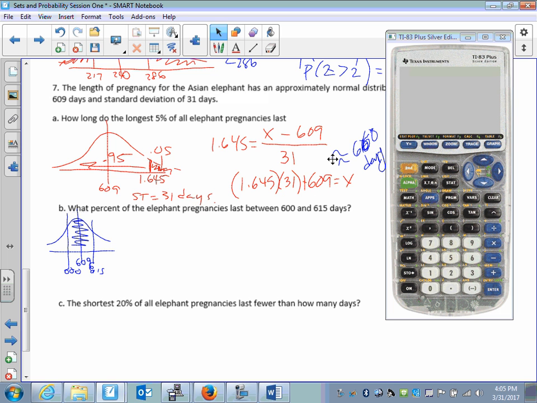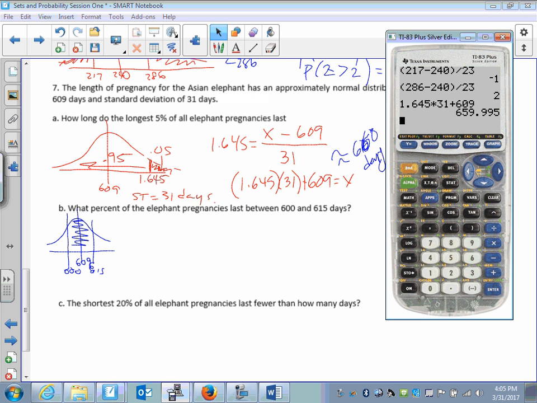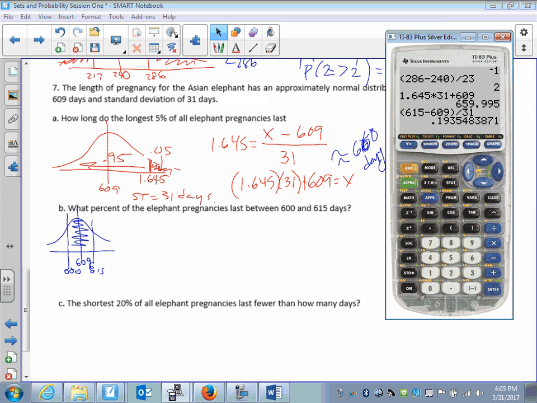So parentheses 615 minus 609 divided by 31 gives us 0.1935. So to the nearest hundredth, that would be 0.194.